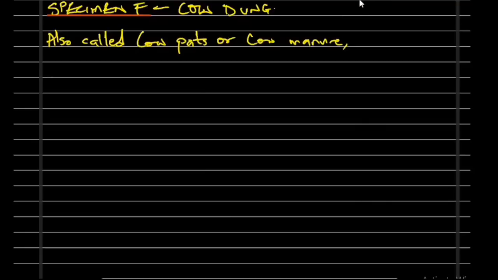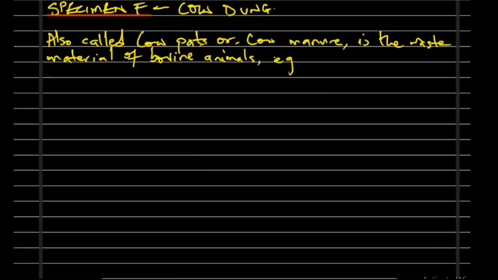is the waste material of bovine animals. Animals like, we have the cattle, we have the bison, we have the yak, or even the buffalo. The water buffalo.